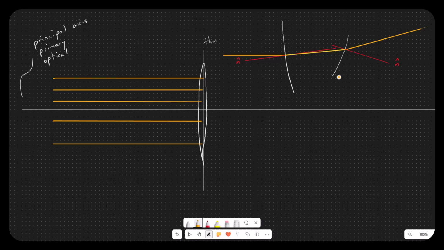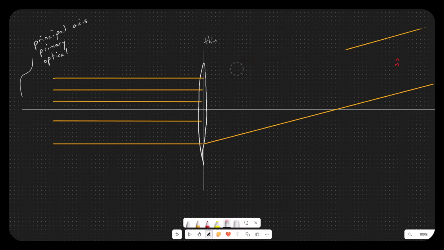Because this lens is infinitesimally thin, I'm going to treat this whole thing as though it happens at a point. I'm going to ignore what's going on inside the lens as far as this particular ray, this yellow ray, is concerned. And I'm just going to say my light ray comes in, hits the middle of the lens, and leaves at some other angle.